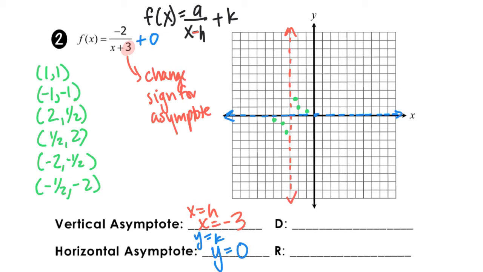Well, we have a couple of different things going on in the numerator of this equation, and the numerator affects both the stretch or compression and the reflection across the x-axis. So we can see that there's a negative 2. Well, the negative is going to reflect across the x-axis. And when we reflect across the x-axis, we have to change the signs on all of our y's. So I'm going to change the sign on all of these y's.